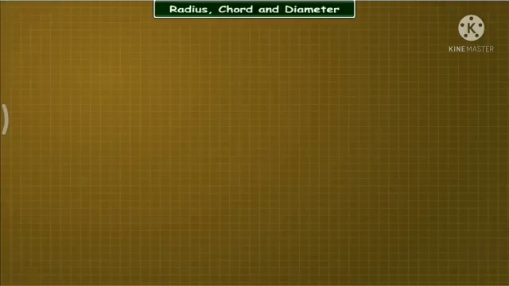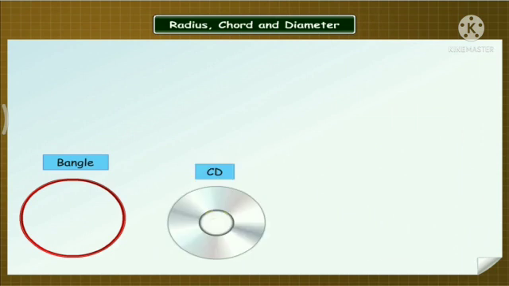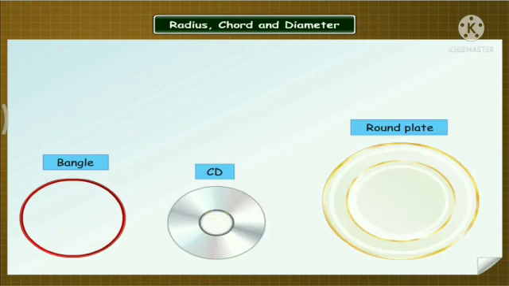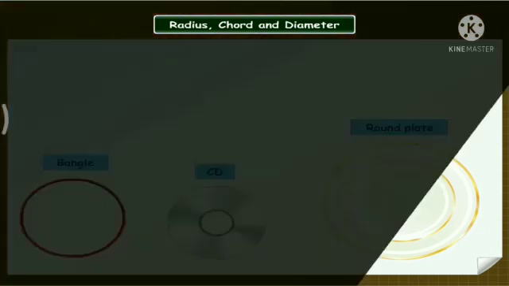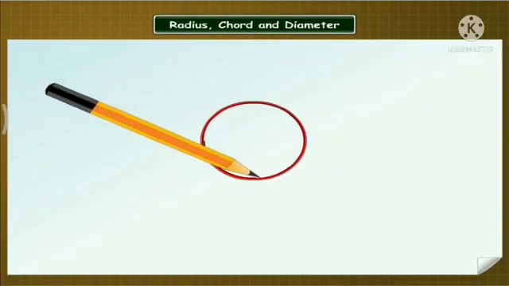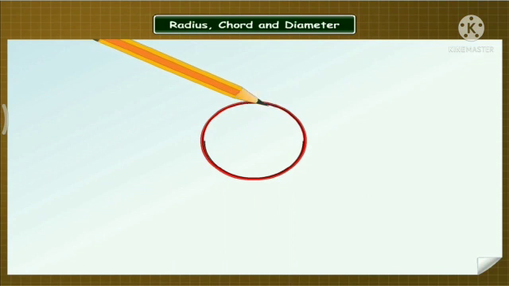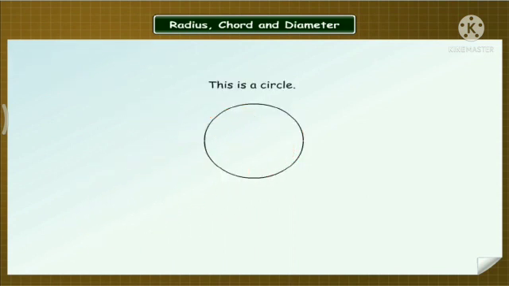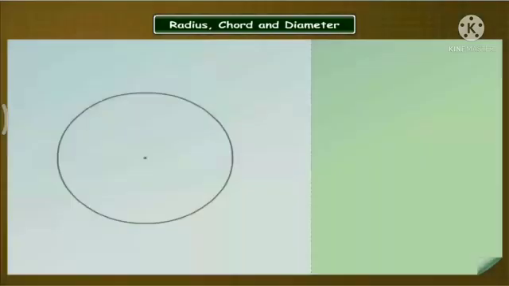So, first of all, we will see what is a circle. Here the pictures of a bangle, a CD, and a round plate are given. What is the shape of these objects? It is circular in shape. It means, what is a circle? An object having a circular shape is known as a circle. Clear? Now further we will see what is radius, chord and diameter.